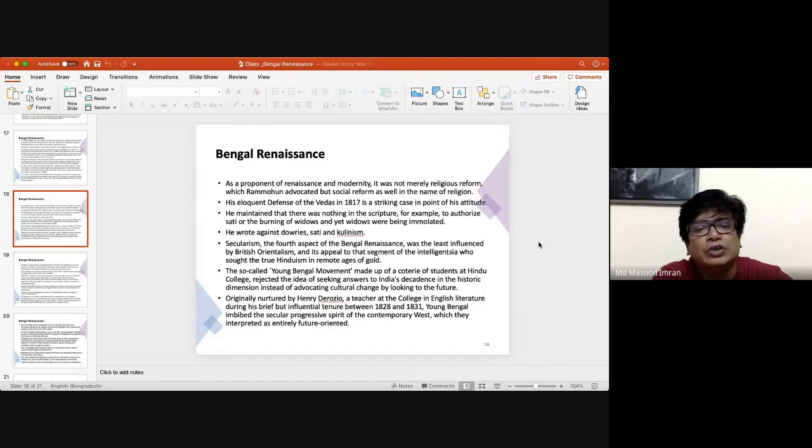So secularism, the fourth aspect of the Bengal Renaissance, was the least influenced by British Orientalism, and it appealed to the segment of the intelligentsia who sought the true Hinduism in a remote age of gold. The so-called Young Bengal movement, made up of a coterie of students at Hindu College, was another huge influence on the Bengal Renaissance, and rejected the idea of seeking answers to India's decadence in the historic dimension, instead advocating cultural changes by looking to the future. So they became big advocates of acknowledging the British contribution in the education and language sector, and they asked India to look forward, to look in a future-oriented way.